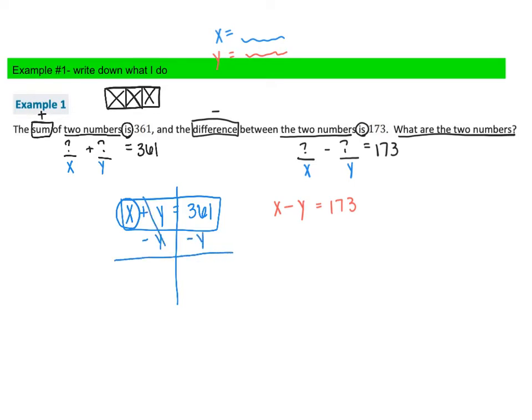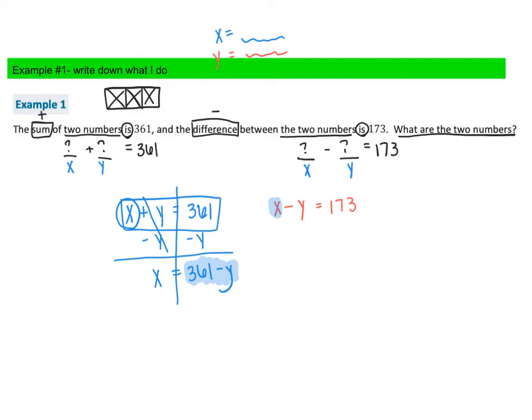And now the y's cancel. I'm left with x equals 361 take away y. So now that I know what x equals, that equals 361 minus y, I can change this x right here to 361 minus y. And that's exactly what I'm going to do.